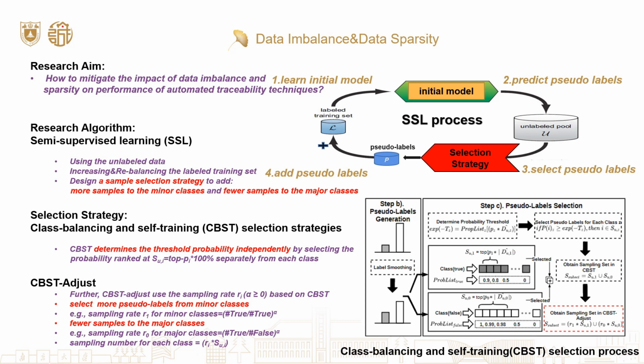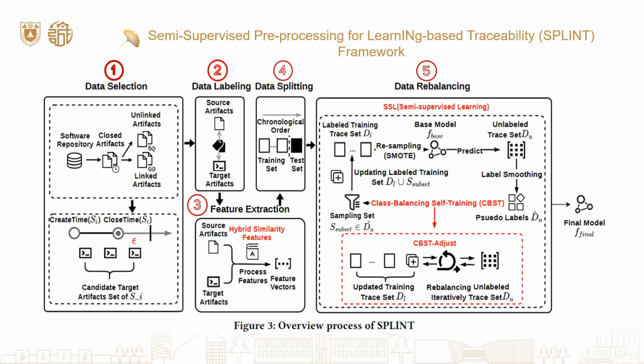So we use the sampling rate introduced by Wei-Chen and combine it with class balance self-training, which can select 100% from minor classes and select a lower proportion of unlabeled samples from major classes by controlling the sampling rate. As a follow-up to Michel's work, the first step of Splint is to select software artifacts and label the data and divide them into labeled and unlabeled sets.